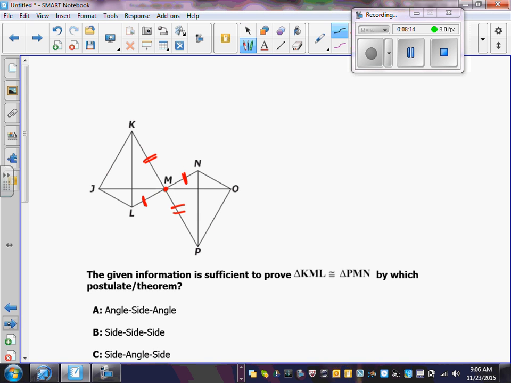Because you see so many triangles, it makes it easier if you guys mark your triangles. KML is congruent to PMN. That's what I'm trying to prove. So I already have two sides. This side is congruent to this side is congruent to this. The only thing they didn't tell me is that the vertical angles are congruent because they cross each other. So you can see that they are vertical. So because of side angle side, I can say the two triangles are congruent.